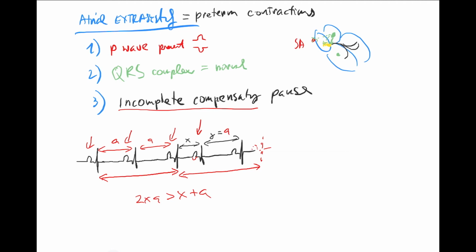So from over here, the SA node was discharged, and again was recharging or repolarizing in the same time as normally. So it was discharged, and that's why this is A. This takes the same time as over here and over here. Everyone understand? That's why it's an incomplete compensatory pause.